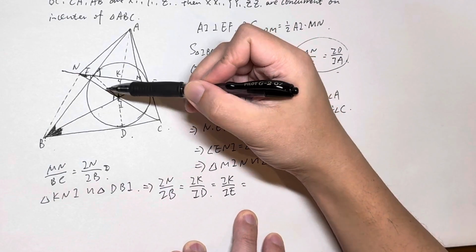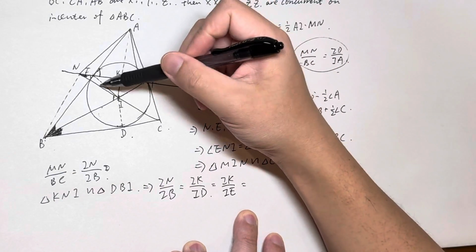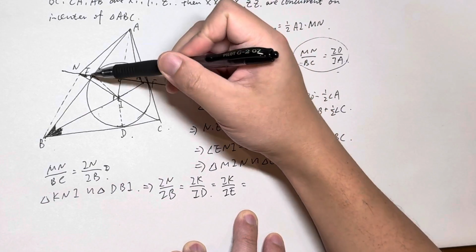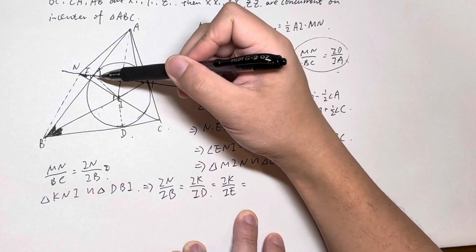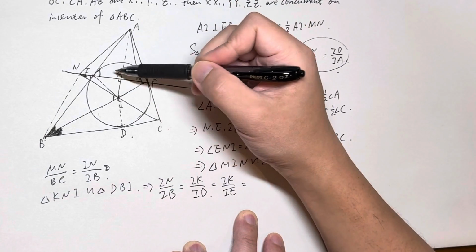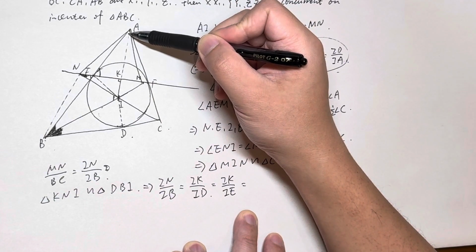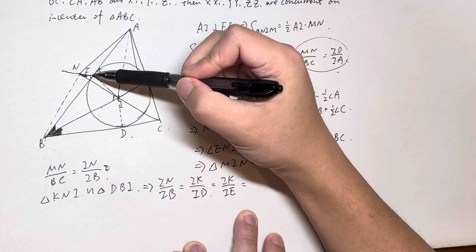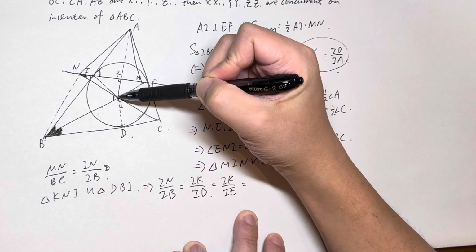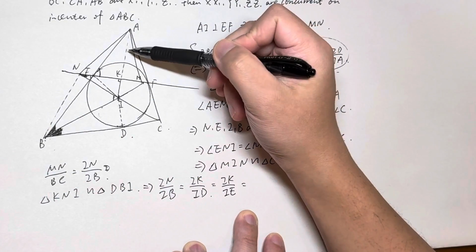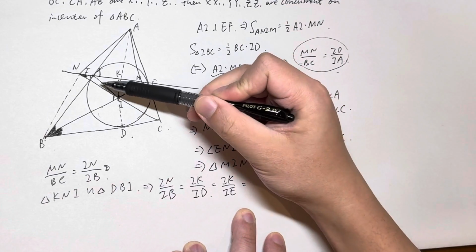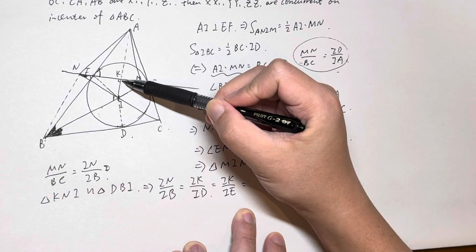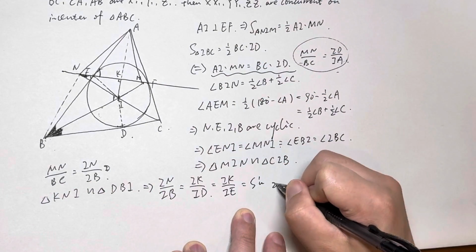Equals IK to IE. Now we know that angle IEA is 90 degrees, because IE is perpendicular to AB. And we know that EK is perpendicular to IA. That means angle IEK equals angle EAI. And angle EAI is half of angle A. So IK to IE is sine of angle IEK, which is half of angle A. So it equals sine half of angle A.